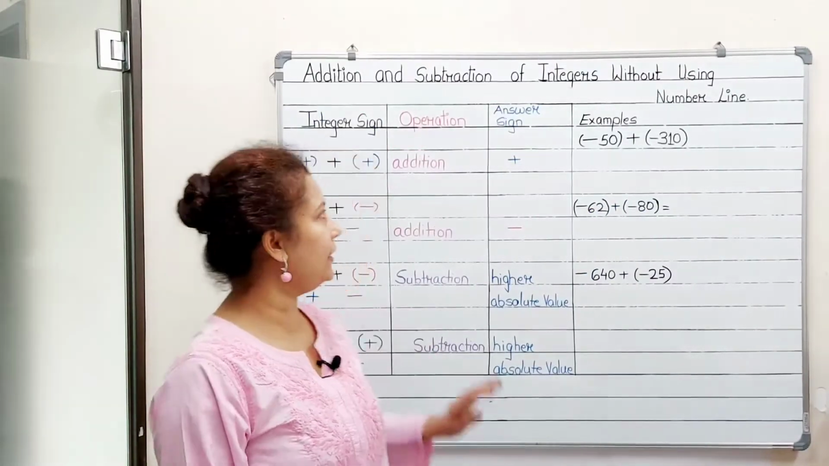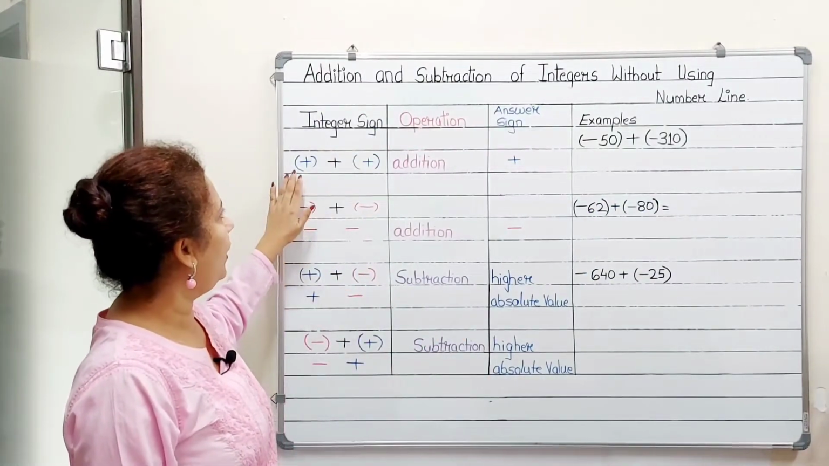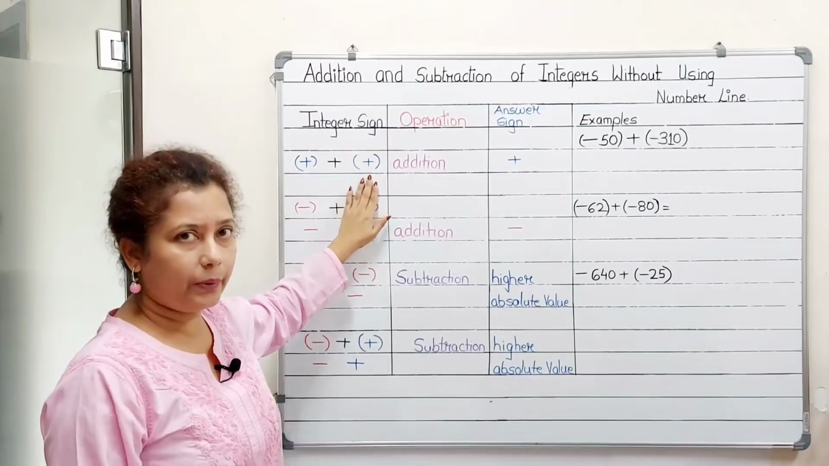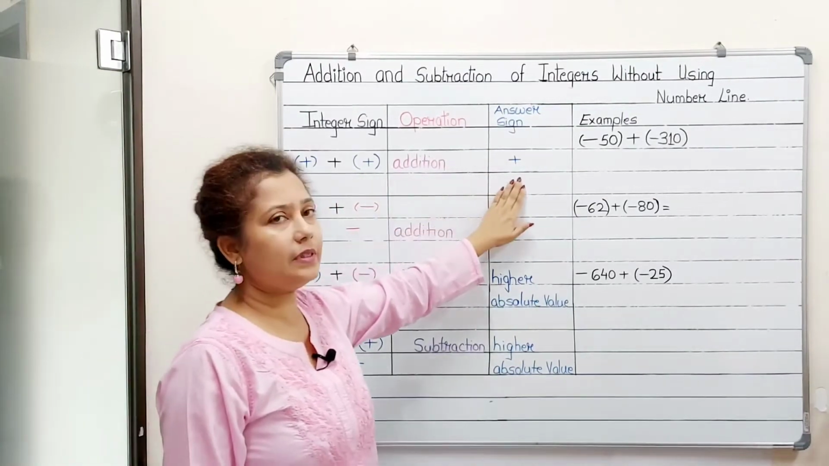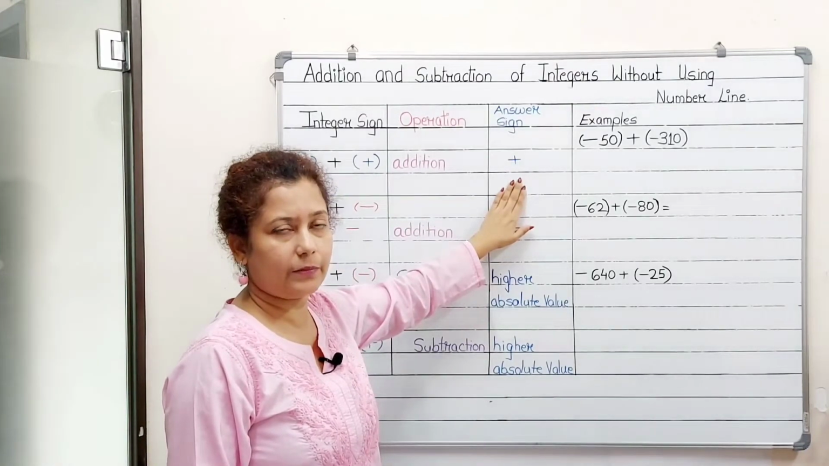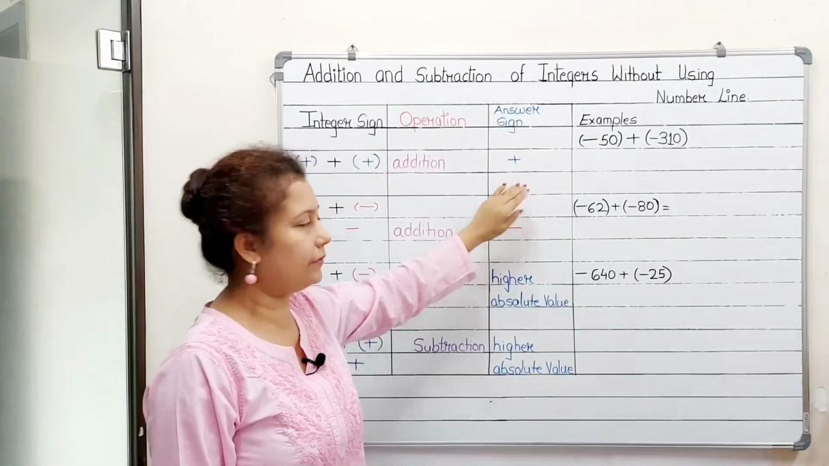Now we will see addition of integers. When both the integers are positive, we add the absolute values and give positive sign to the answer. So the answer will always be positive.